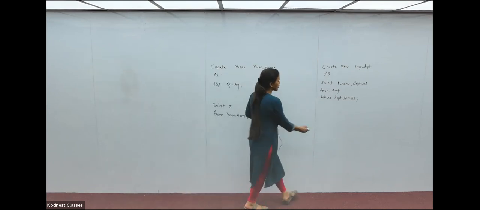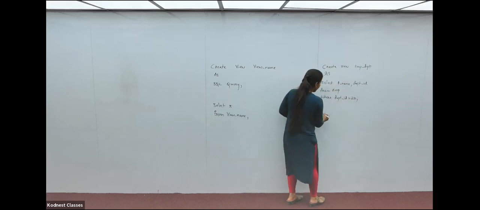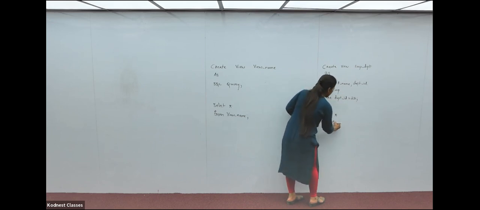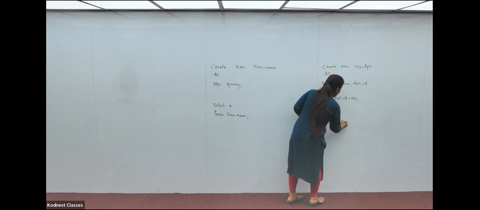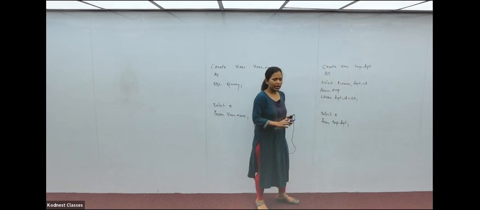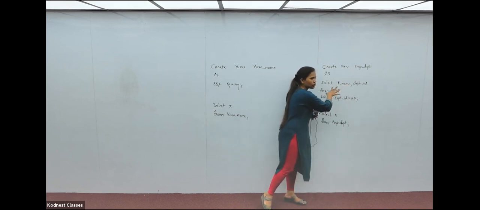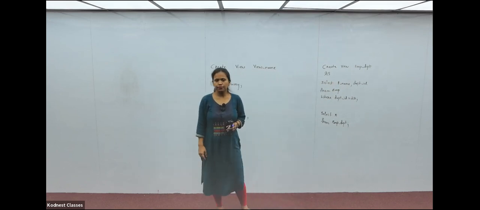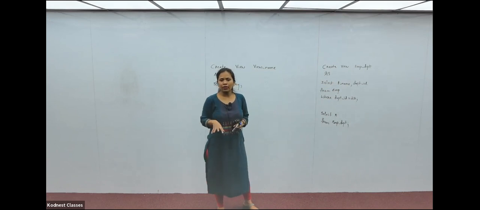So if I want to read the data from this, I can just tell select star from, I no need to write this complete query. If I just tell EMP department, I'll be able to read. What I'll be able to see is whatever is there, only that part I will be able to see from the view, not the complete EMP table. Did everyone get this?